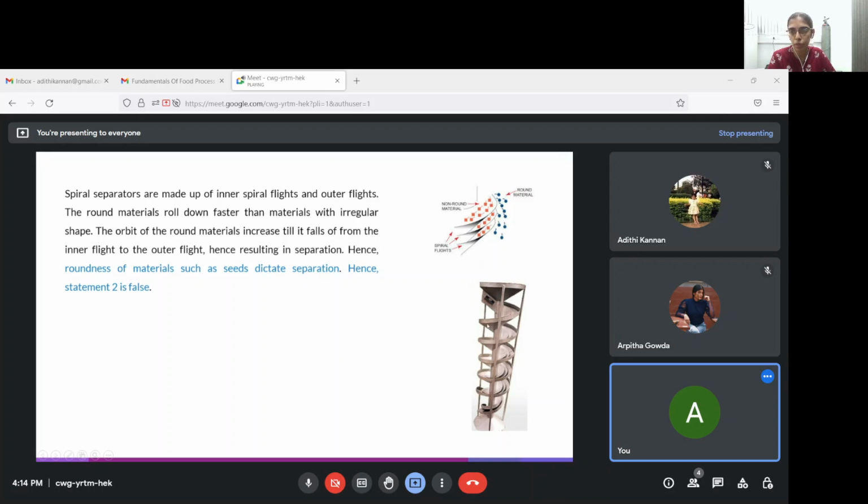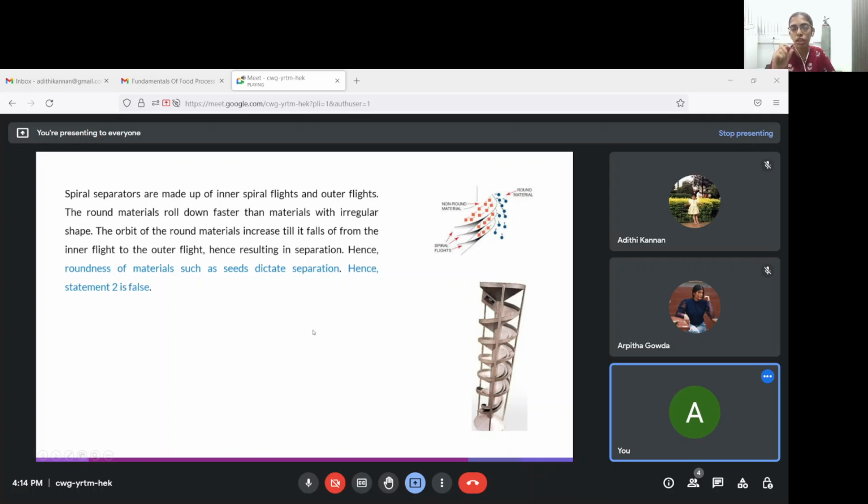So you'll have multiple spirals going down and you'll feed your grains along with your contaminants on the top. As you can see here, there are two kinds of spirals: an inner spiral and an outer spiral. The inner region is called the inner spiral flight, and the outer region is called the outer spiral flight. So you put the feed on top, and due to gravity, all of the particles will start spiraling down.